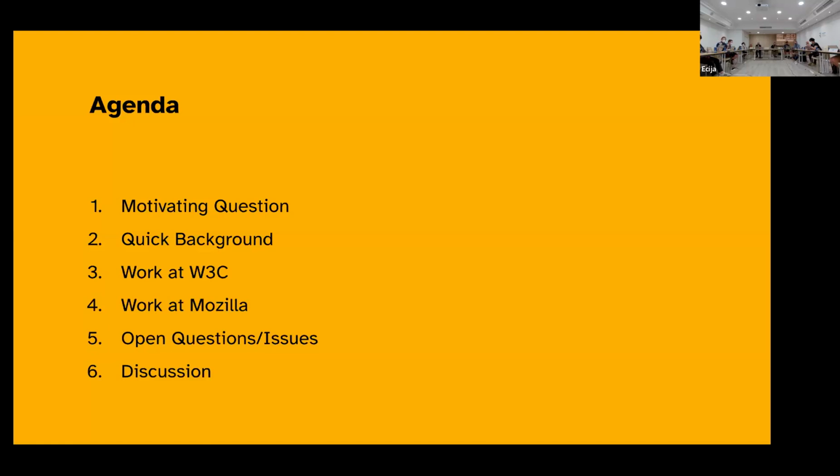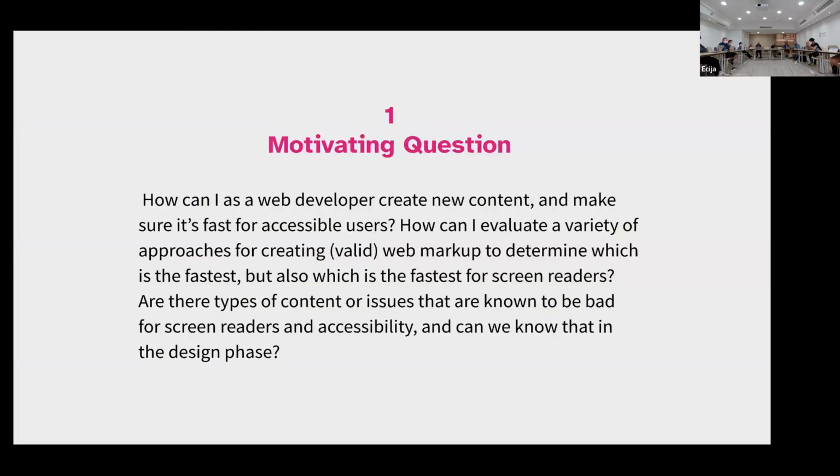And I'm going to start with our motivating question. I'm going to go through a really quick background on accessibility. I'm not going to go into details on accessibility. I'm going to talk about some of the work that's going on at W3C and other groups. I'm going to just discuss and explain what we did at Mozilla. I'm just going to talk about some of the problems and open issues we ran into. And then I'm going to really try and hope to get some kind of response from the rest of the industry as to how to proceed here. So next slide.